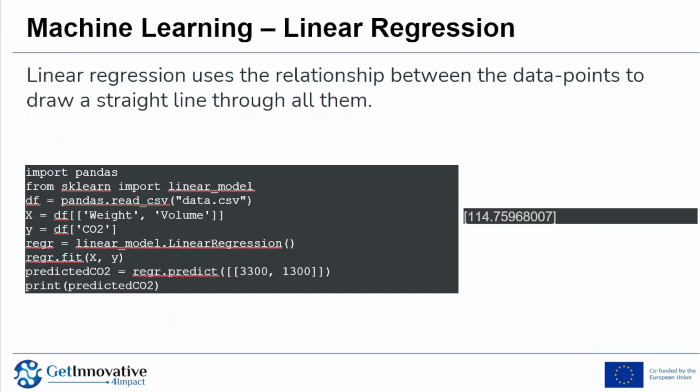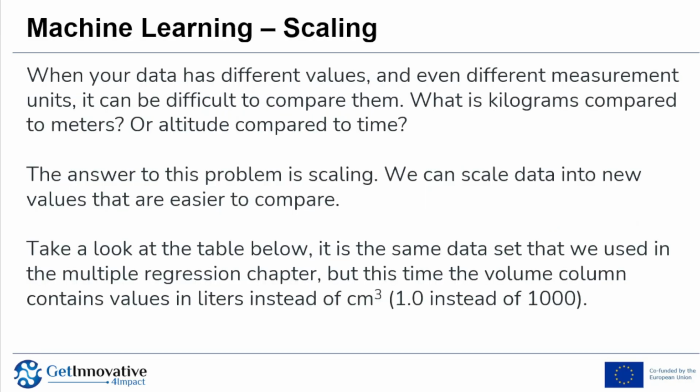Another machine learning algorithm which is very important is linear regression. It uses the relationship between the data points to draw a straight line through all of them.